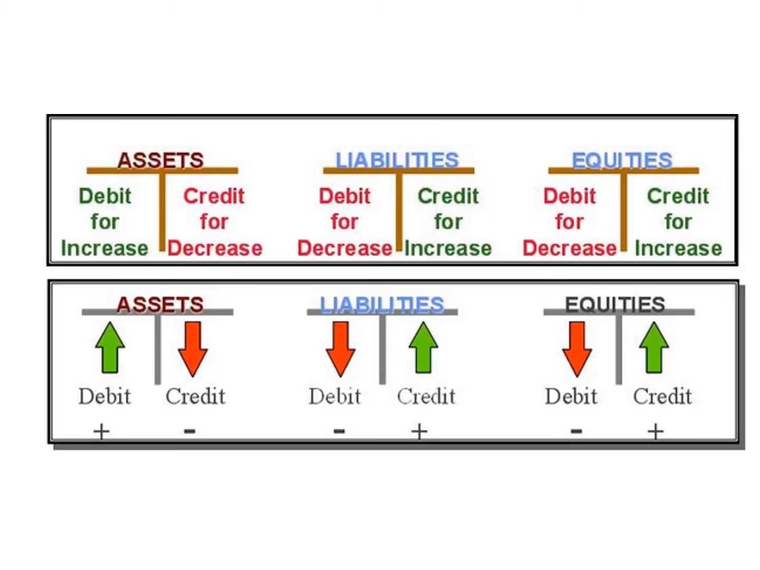Look at this screen. On assets, when we debit, it increases, and credit is for a decrease. And liability is the opposite of that: debit for decrease and credit for increase. And equity is just the same as liabilities: debit for decrease and credit for increase. So we need to understand these rules, when to debit and when to credit. On the basis of debit and credit, the amount in that particular account will increase or decrease.